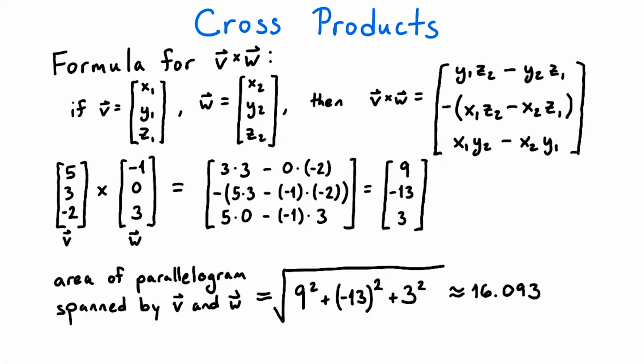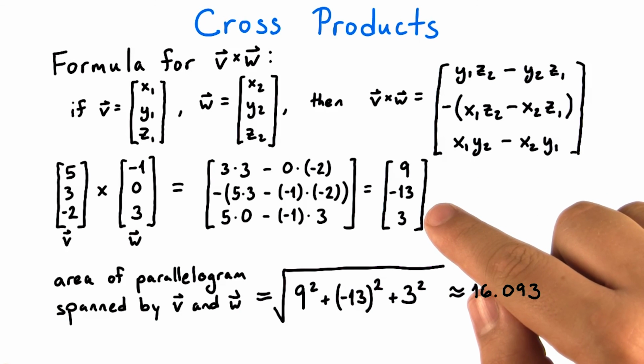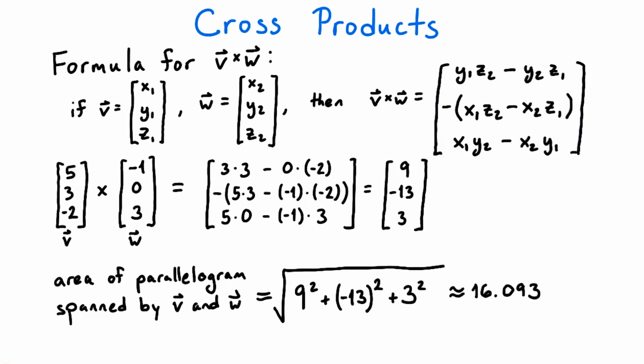We can also use our cross product to find the area of the parallelogram spanned by v and w. To do this, we would take the magnitude of our cross product, which would be the square root of 9 squared plus negative 13 squared plus 3 squared. Computing this gives us approximately 16.093.